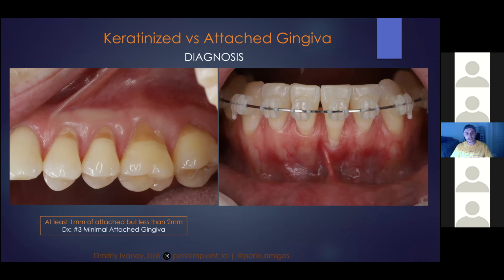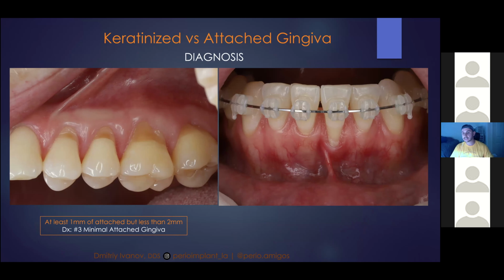And if you look at these two cases, this case on the left side, we have obviously recession, but if you put a probe, right, the probe would not go beyond the mucogingival junction. The probe would stop just short of the mucogingival junction. What that means is that there's a limited or minimal, as we call it, zone of attached tissue. Minimal meaning that there's at least 1 millimeter, but no greater than 2.